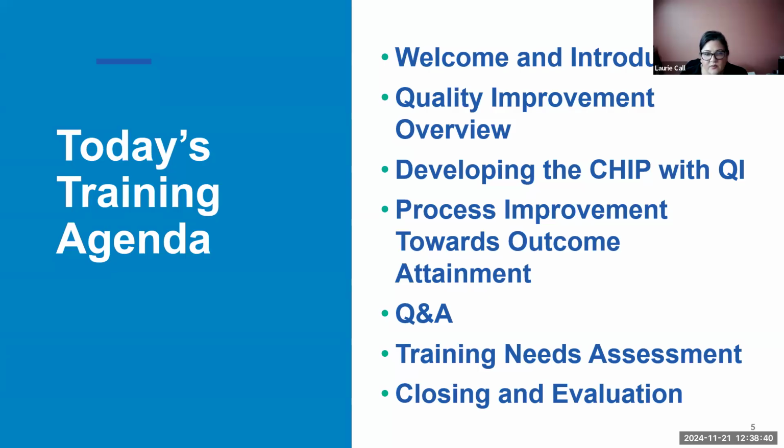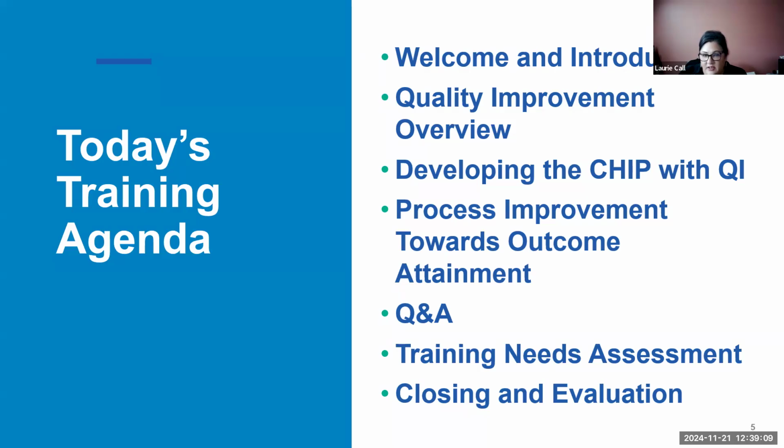For today's agenda, we're going to just do a quality improvement overview. That quality improvement overview will include differentiating between QI, quality improvement, quality planning, and quality assurance. So we're going to talk a little bit about each of those, but spend most of the time talking about the process of QI and then applying quality planning and quality improvement to your CHIP.